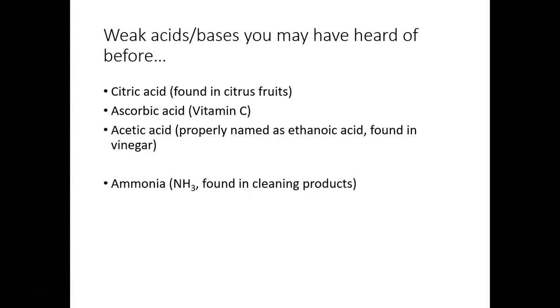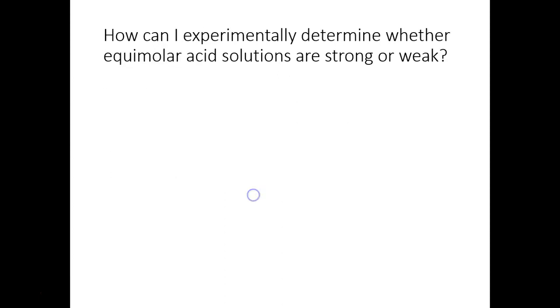All right, so some weak acids and bases you may have heard of. Again, this is just for your information. You don't have to memorize these, but citric acid is what we see in citrus fruits. Ascorbic acid is known as vitamin C. Acetic acid, which we call ethanoic acid, is what makes vinegar what it is. And for a weak base, we have ammonia, which is NH3, and that's found in a lot of cleaning products.